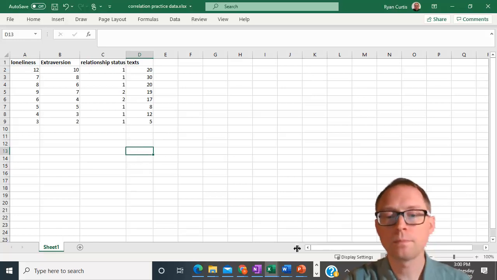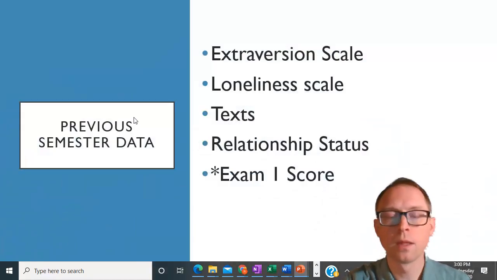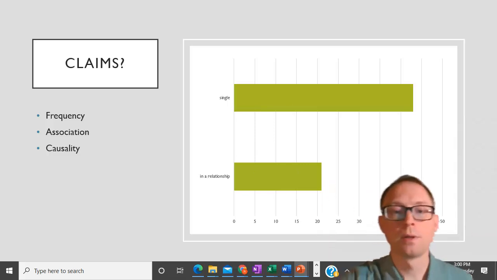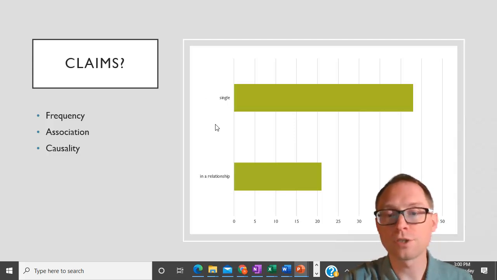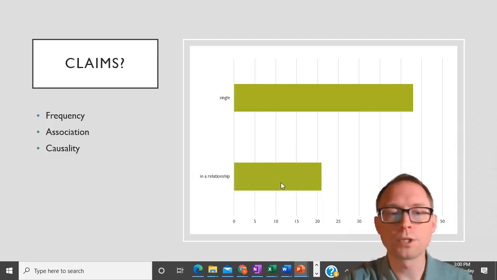When you look at these data, here's what the output is going to look like in a graphical form. This is a sideways bar chart looking at, in this case, extroversion based off of whether or not you are in a relationship. I can't remember if it was extroversion or loneliness, but it's showing more for one group versus another.